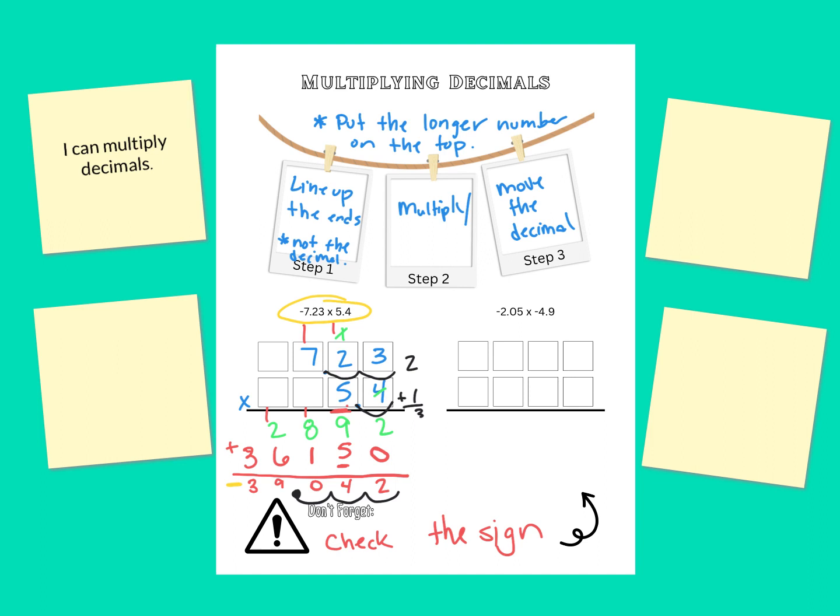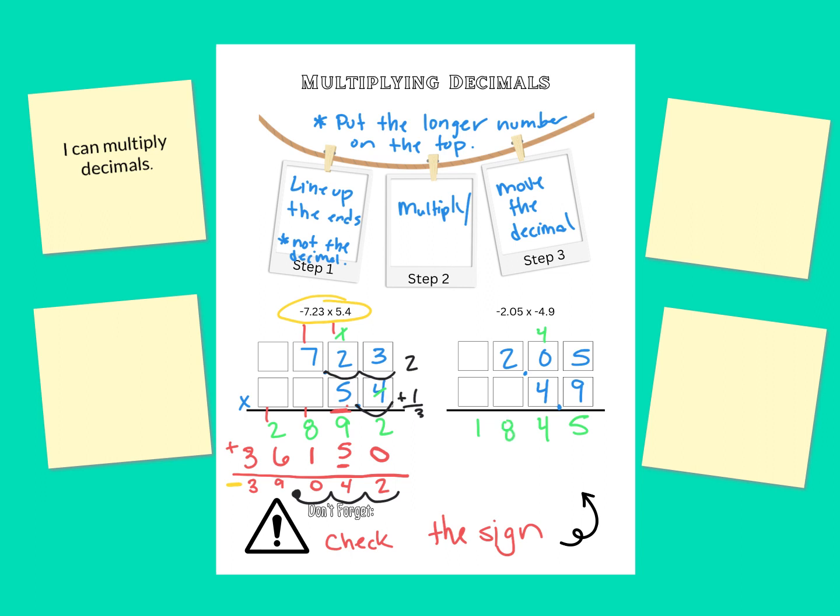Let's repeat these steps with the next number. Again, I'm going to put the 2.05 on top, not because it comes first, but because it's the longer number. It just happens to come first. 4.9 on bottom. And then I'm going to multiply. 9 times 5, 45. 9 times 0 is 0, plus the 4, that gives me 4. 9 times 2 is 18.